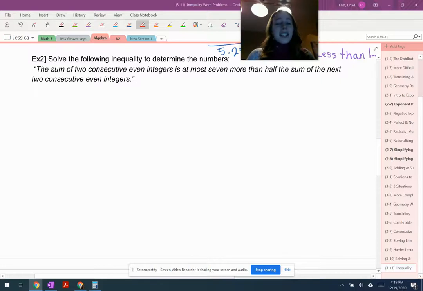This is it. Last example of the last lesson of Unit 3 here. This is exciting, for me at least. It should be exciting for you too if you've made it this far. So, solve the following inequality to determine the numbers.